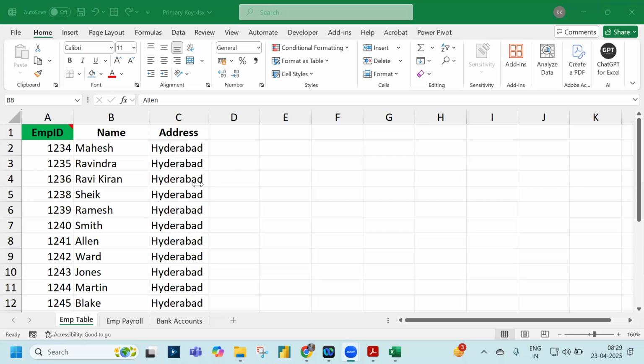Exactly. That student can write the exam only once. Okay, because the same ID cannot be duplicated in that table if I mark that as a primary key. Okay. All right.